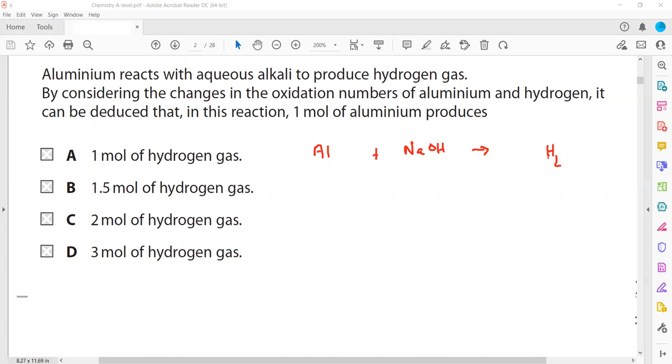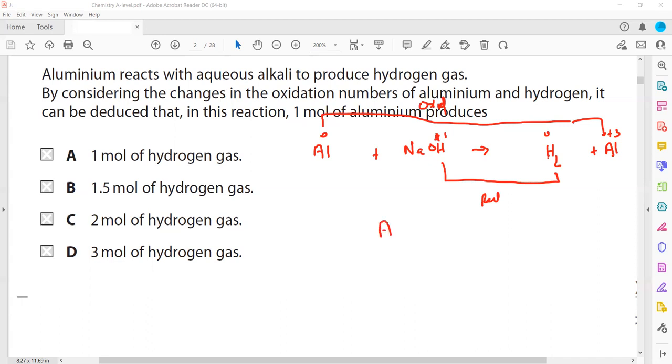When you see the change in oxidation number, aluminium is 0 as a metal, but when aluminium forms a compound, aluminium will be plus 3. So aluminium 0 changes to plus 3. So this change is oxidation. And in sodium hydroxide, hydrogen is plus 1, and this plus 1 becomes 0. So if plus 1 becomes 0, that change is reduction. So the number of electrons lost by one should be equal to the number of electrons gained by the other.